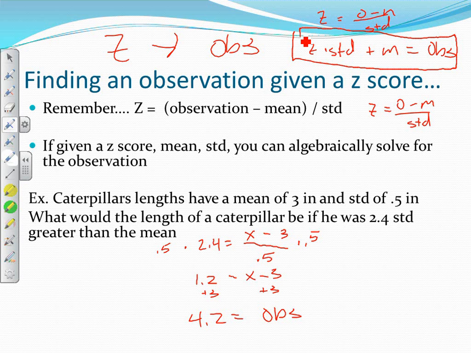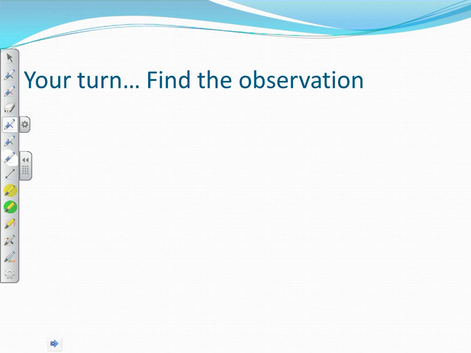So if a caterpillar was 2.4 standard deviations greater than the mean, I'm plugging in a positive 2.4 for z, multiply by the standard deviation, add the mean. Algebraically, it looks like this. Manipulating the formula to look like this, we get 4.2. Okay? Now, your turn.